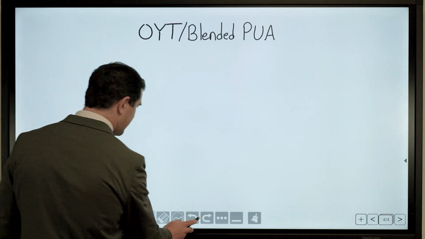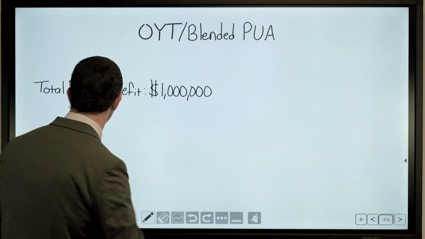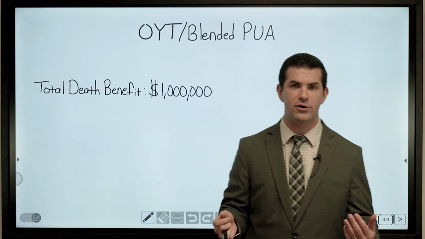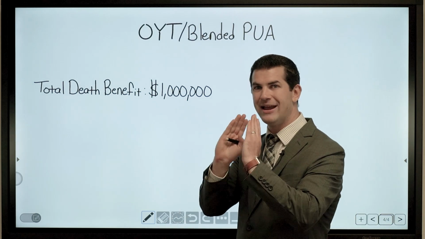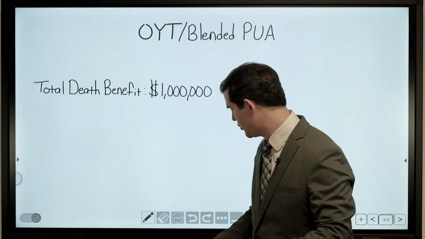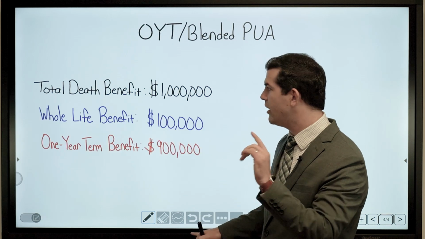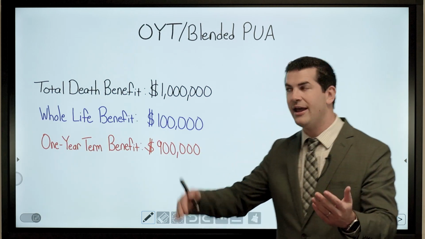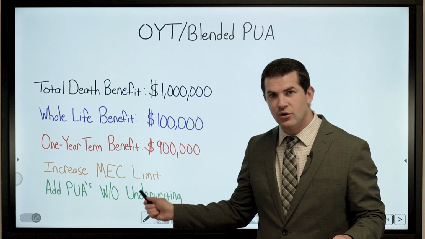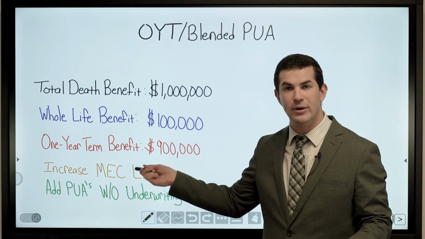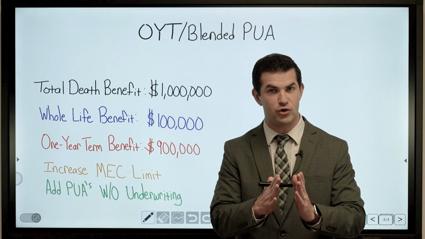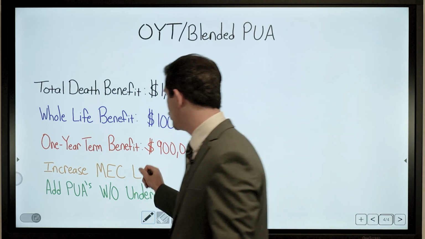So with this blended PUA rider, and we're going to look at some charts here shortly as well, because we can't resist. Let's assume that I have a total death benefit of $1 million. So I buy a life insurance policy, my total net death benefit is $1 million. If I die, that's what's paid out to you if you're my beneficiary. Okay, we're going to assume that is made up of a $100,000 whole life policy and $900,000 in a one-year term insurance rider. So the purpose of adding a term rider like that is to increase the MEC limit. If cash value is my goal, it could be to increase the death benefit at a cheap rate as well, a cost-effective rate, but it allows me to increase the MEC limit.